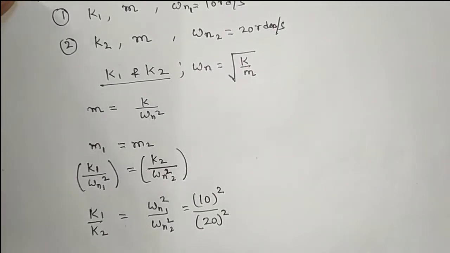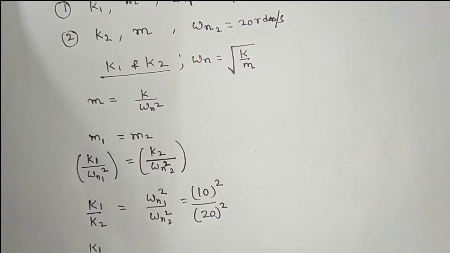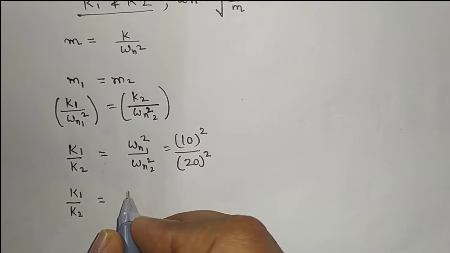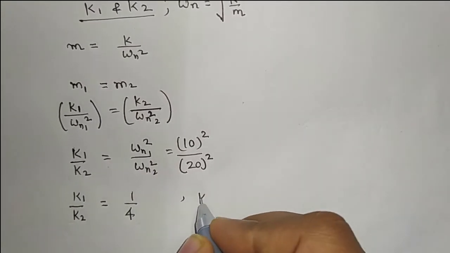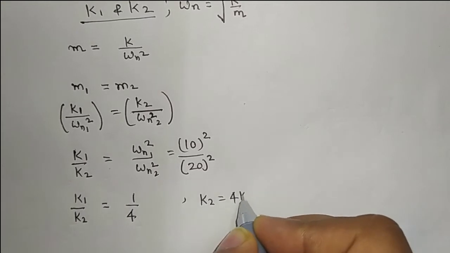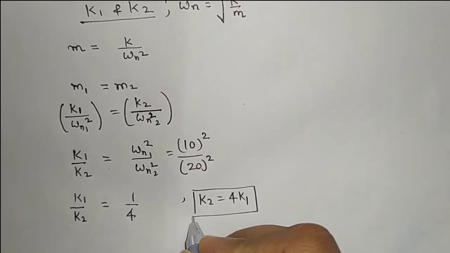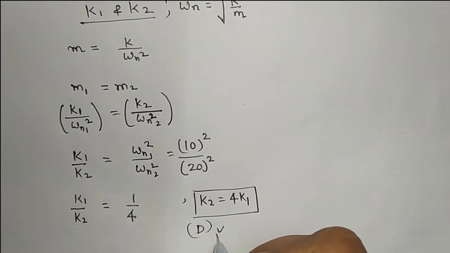After solving this, we will get the value 1 divided by 4. So K2 is equal to 4 K1. So option D will be the correct answer.